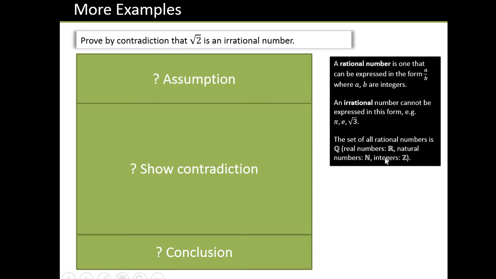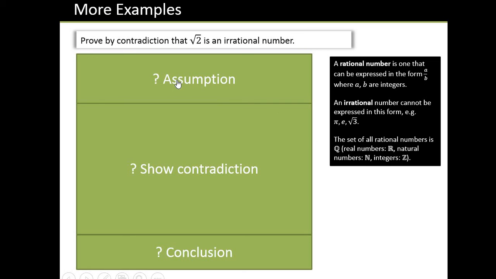You don't really need this in this question, but it's worth remembering your set notation. Rational numbers, we use the letter Q. Real numbers, which include rational and irrational numbers, we use the letter R. Natural numbers are our counting numbers, so 1, 2, 3, 4, 5, 6, 7, they're our natural numbers. And integers include positive and negative natural numbers, and 0 also. Okay, so we don't really need that, but worth remembering those.